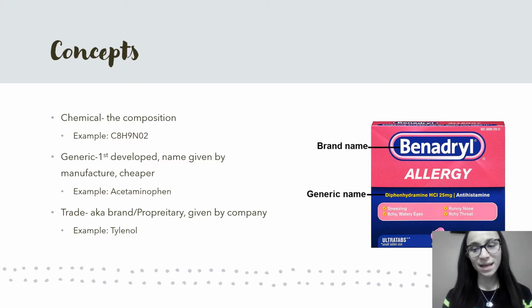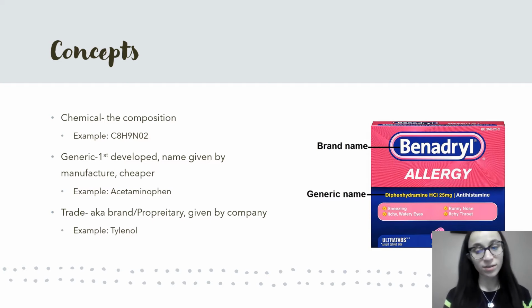So now we go on to naming medication. We have your chemical name, generic name, and trade name. It's pretty simple. The chemical name is what it's made of, the composition. For example, C8, and whatever. No one's going to ask you what exactly it is, but all you have to know is the chemical name is the composition of the medication.